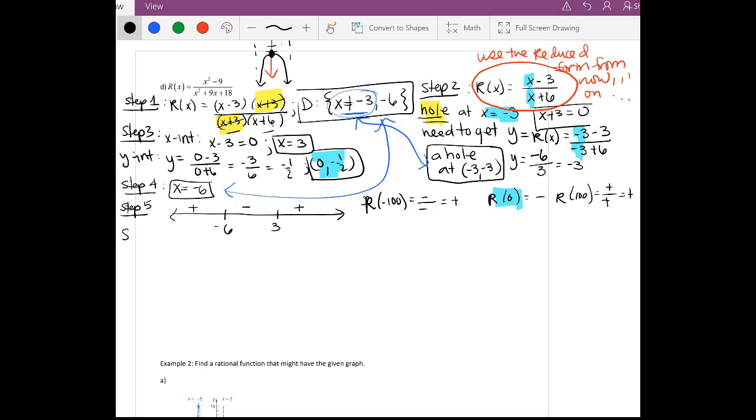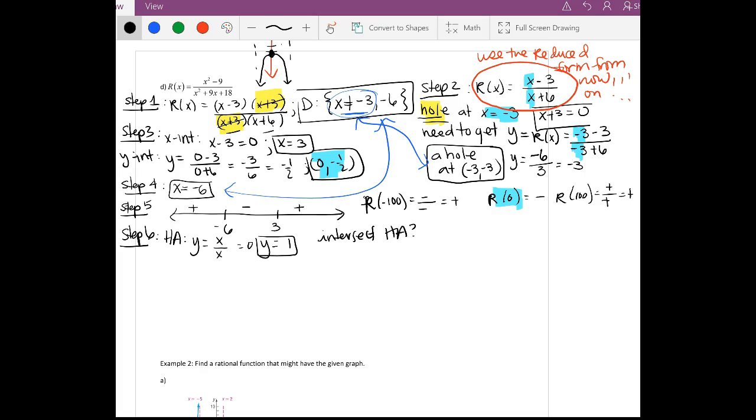Then we are moving on to step number 6. Can you locate your HA or OA? Which one is it? The degree on the top is 1. The degree on the bottom is 1. So it's definitely an HA. The end behavior on the top is X, the end behavior on the bottom is X. I need to reduce. So therefore, this is a horizontal asymptote at 1. And then we need to find: does it intersect the HA?